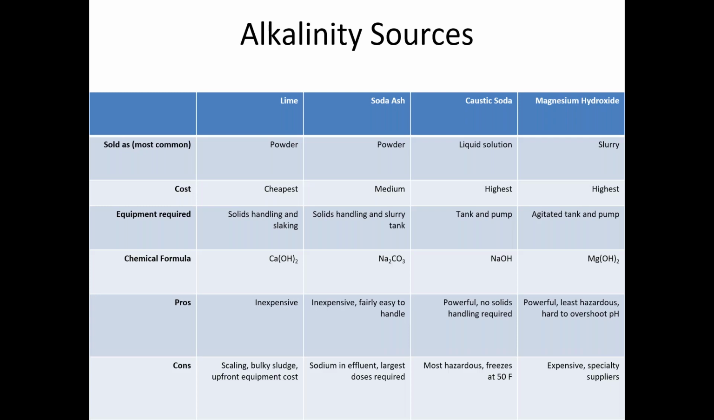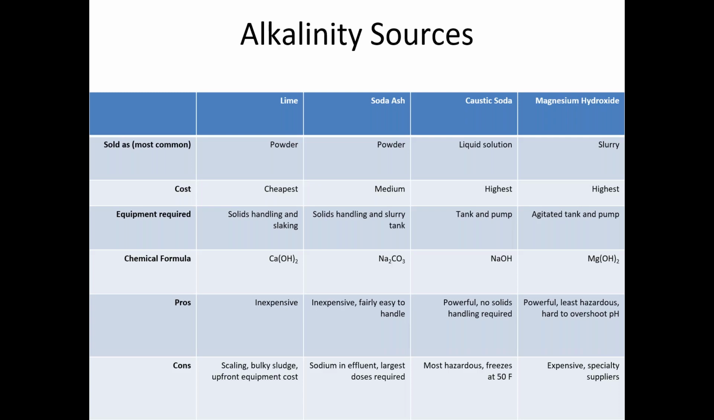So lime, the major pro is that it's the cheapest of these options. It's widely available. Everyone has it. It's easy to store as a powder. The equipment you need to handle it is some kind of solids handling, like a hopper or bag storage, or whatever quantities you get, those have to be stored, and then that powder has to be slaked with water and turned into a slurry so it can be pumped into your lagoon itself, into your process. So the pro there is inexpensive.